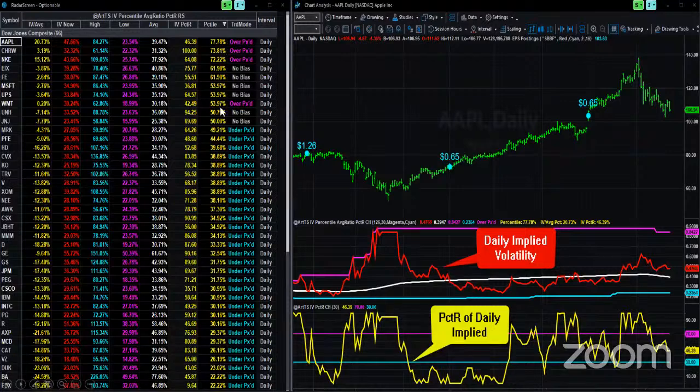So here I'm looking at those stocks that have the highest percentile of IV right now on this list of stocks, which is the Dow Jones Composite 66. So by sorting on any of these columns in radar screen, I can rank these symbols by their implied volatility analysis.